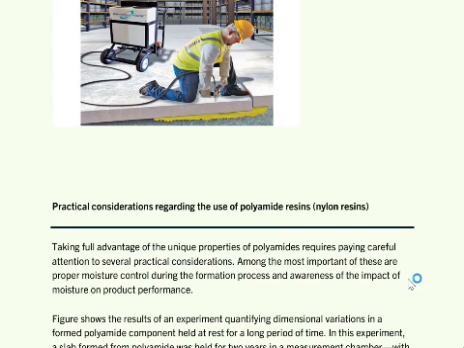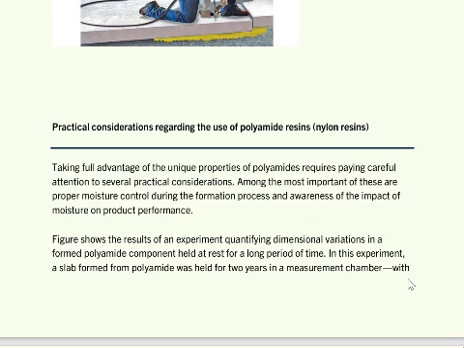Some of the practical considerations regarding the use of polyamide resins. Taking full advantage of the unique properties of polyamide requires paying careful attention to several practical considerations. Among the most important of these are proper moisture control during the forming process and awareness of the impact of moisture on product performance.